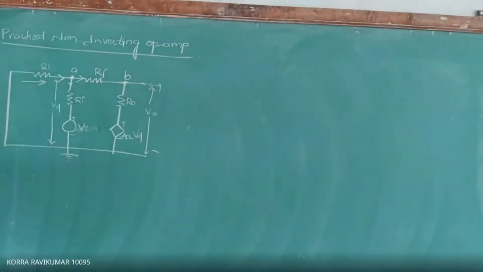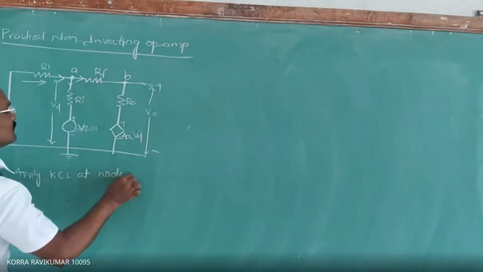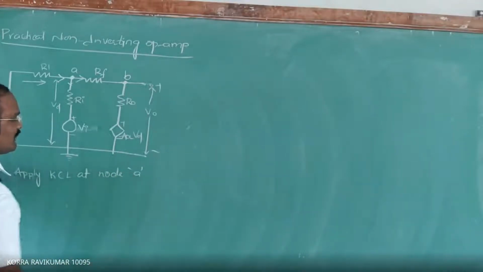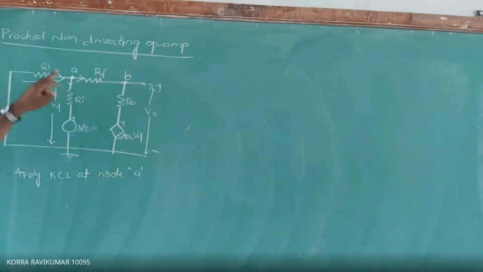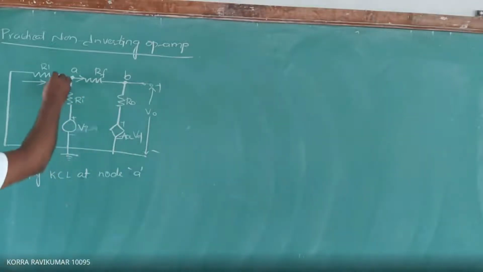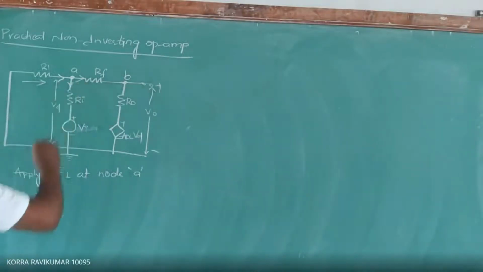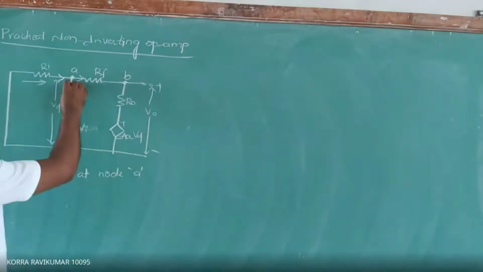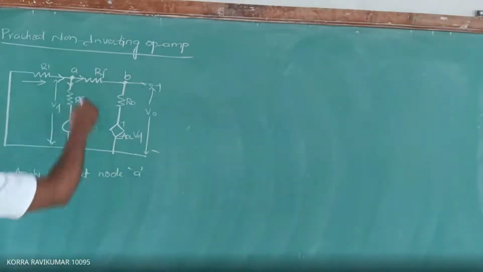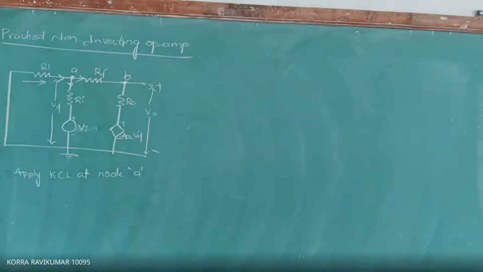At node A, apply KCL, that is Kirchhoff's current law. What is the KCL rule? Sum of current entering the node is equal to sum of current leaving the node. This is the input current entering the node, and the currents moving away from the node are the current entering Ri and the current entering Rf.